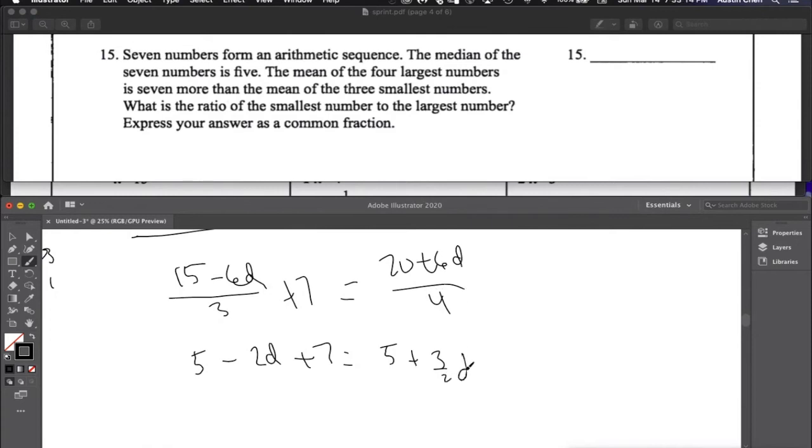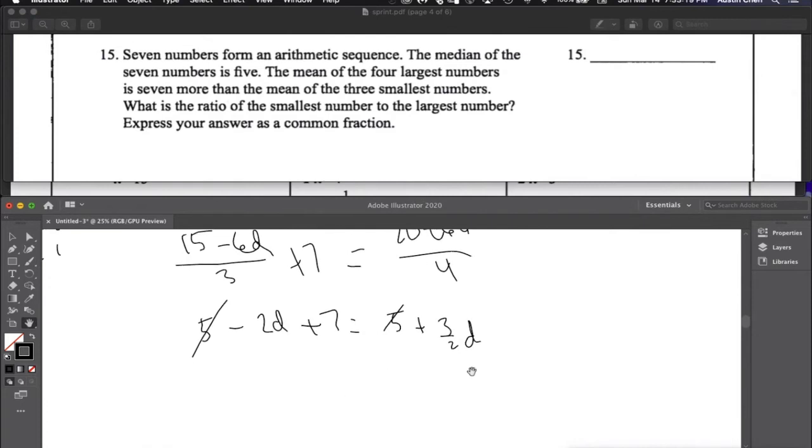add 3 halves d. We can cancel out the 5s on both sides, and then we can add 2d onto this side, so then we have 7 equals 7 halves d. So then d is going to equal 2.